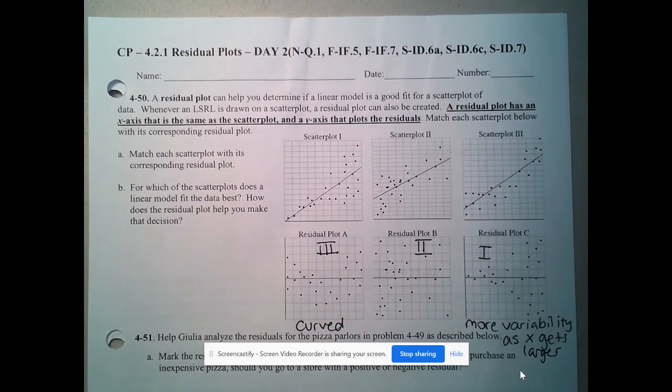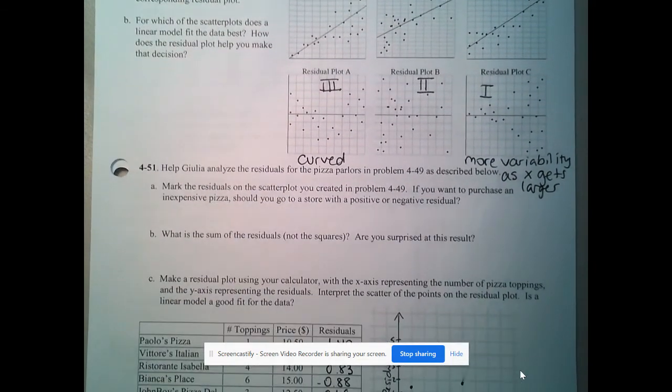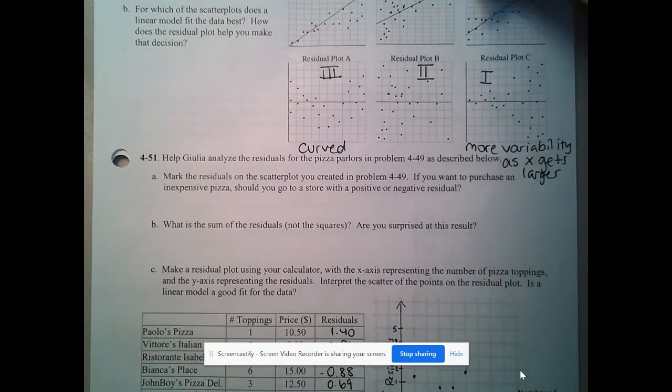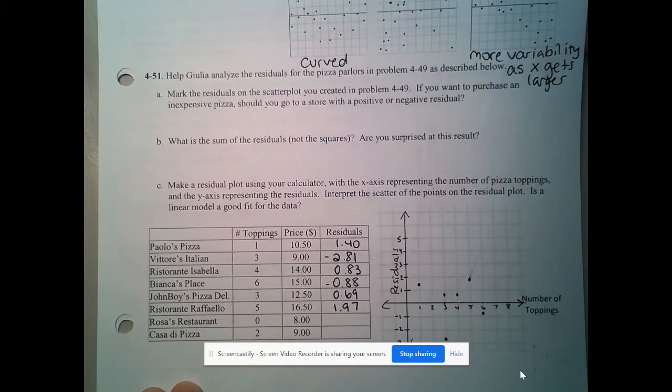All right. Help Juliana analyze the results for the pizza parlors from problem 449 as described below. Now, you probably don't at this point still have the data from the pizza parlor in your calculator. If you want to do this one along with me, you'll probably want to pause the video at this point and enter in the data. And you will see that the data is on this page as well.